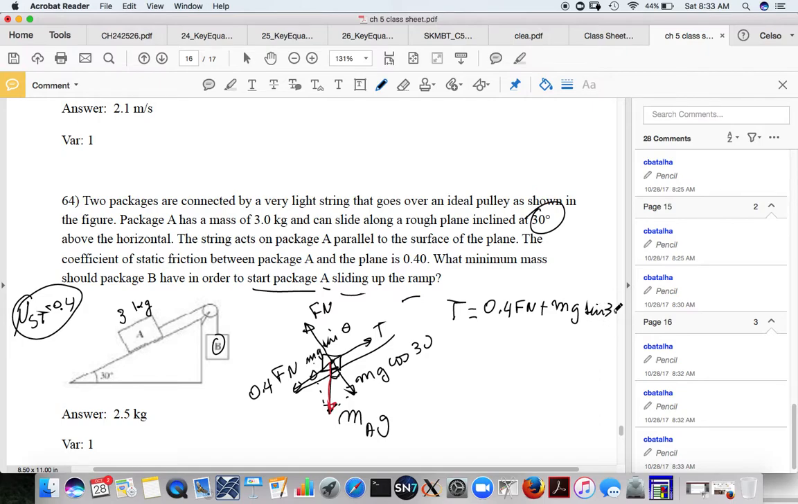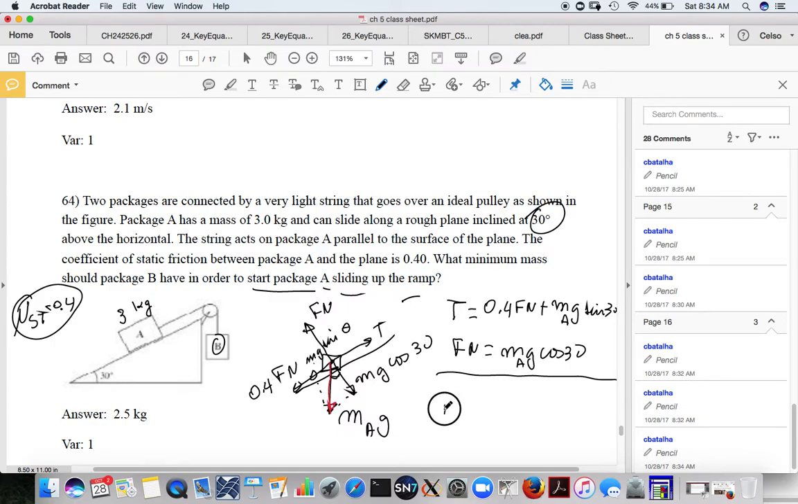Sine of 30. But what is normal force? Normal force is equal to mg cosine theta, as you can see from the diagram. And then this is m, block of mass A, right? Block of mass A. And now we can go to block B and see what's going on.